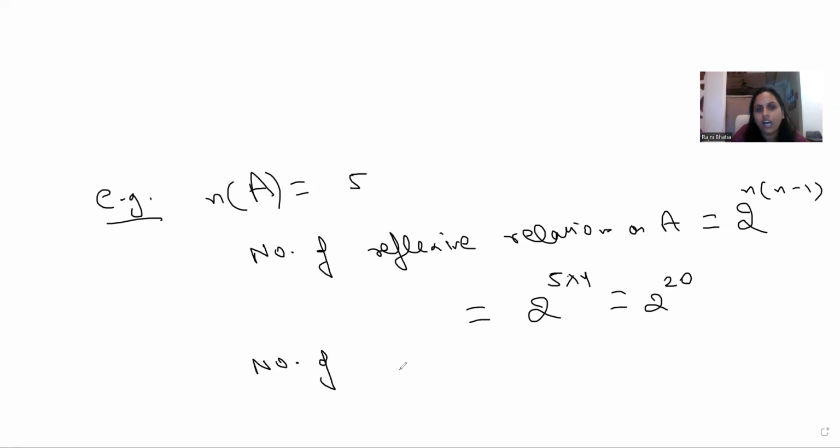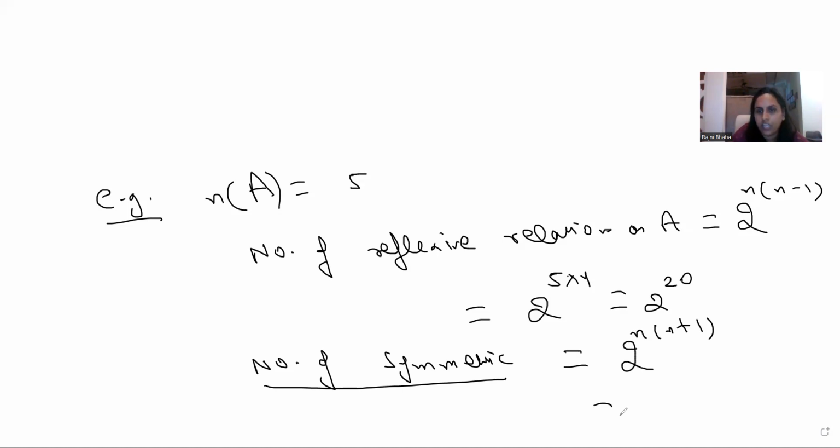And if you have been asked to find the number of symmetric relations, then it is given by the formula 2 raised to the power n into n plus 1 upon 2. Now here in this case, n is 5, so 2 raised to the power 5 into 6 upon 2. So that is going to give me 2 raised to the power 15. So there are 2 raised to the power 15 symmetric relations on A, where A has 5 elements.